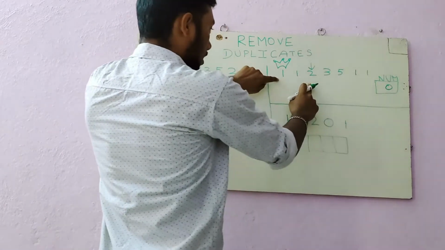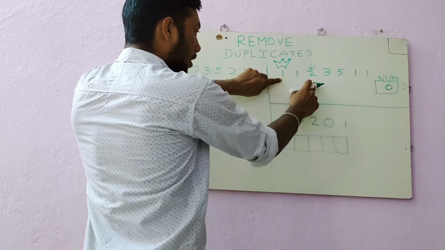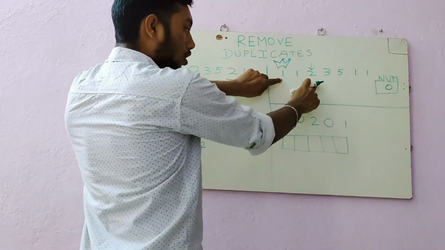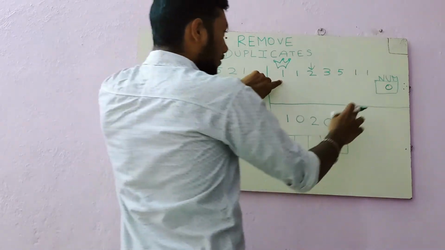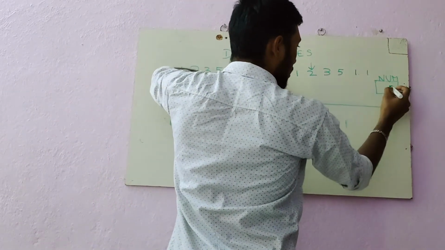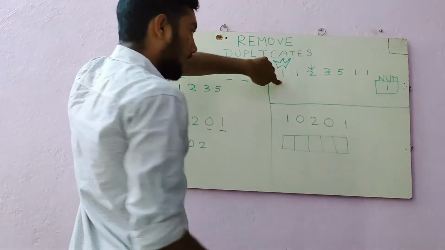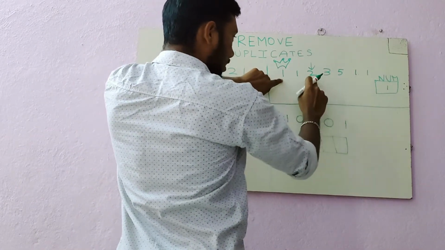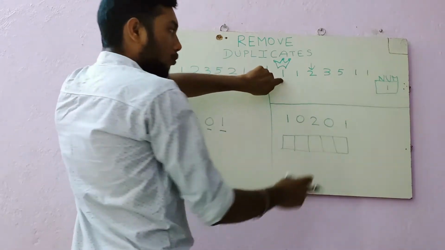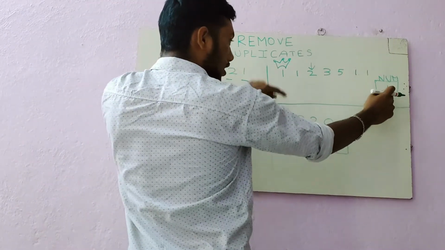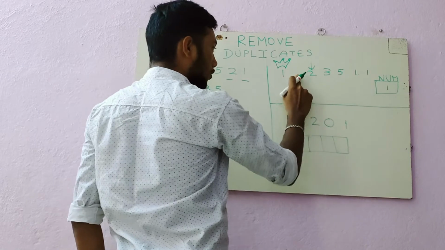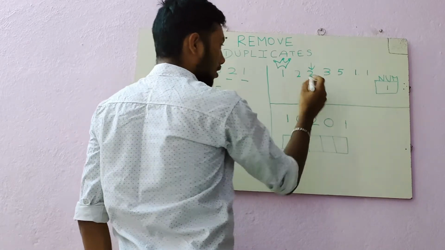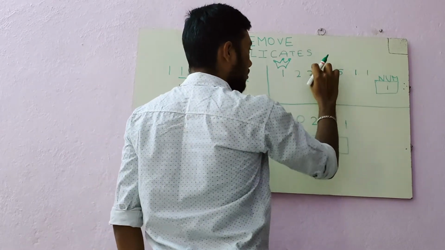It reports to the king. Now the king checks, is 2 a duplicate value of the king? No, 2 is not a duplicate value of the king. Now the king will increment the value of num to 1. Then the authority person will move to the index of num. The index of num is 1, so the authority person will move here. And the authority goes to the next person.